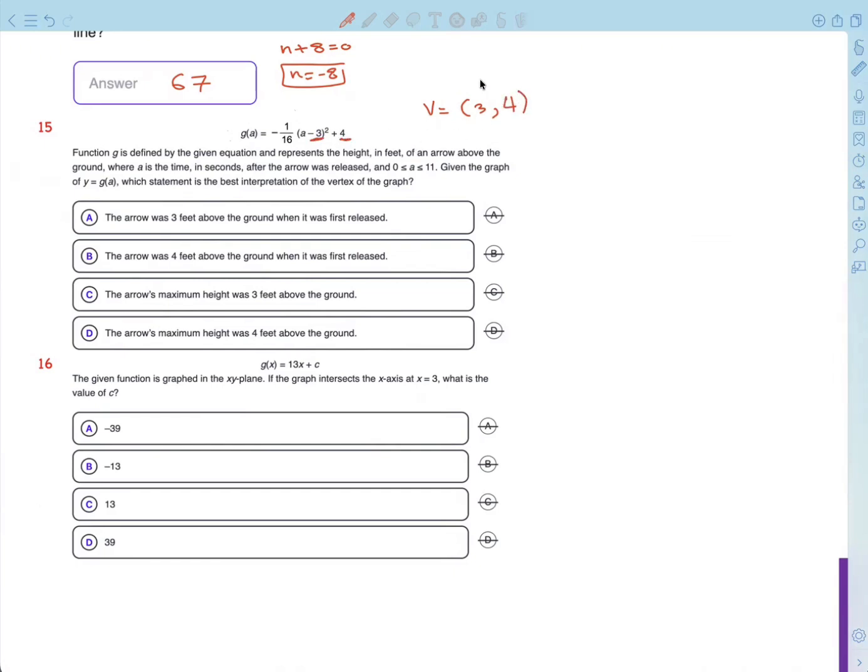So this is the vertex, so this is for x, and this is for g of x, or as in the question, this is for a, and this is g of a. Now we'll check the question. We have function g defined by the given equation, representing the height in feet of the arrow above the ground, where a is the time. So this is the time.